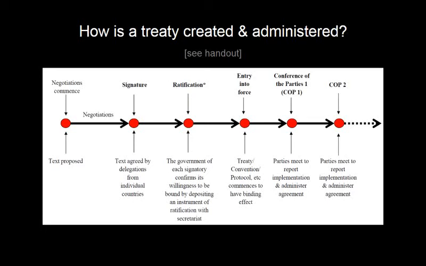Australia, for instance, has a different system. Our executive government doesn't need approval from our parliament. So the government of the day can sign and can ratify. They typically lay it before parliament, but it's a voluntary thing. In our system, they don't have to do that. So, signature and ratification.